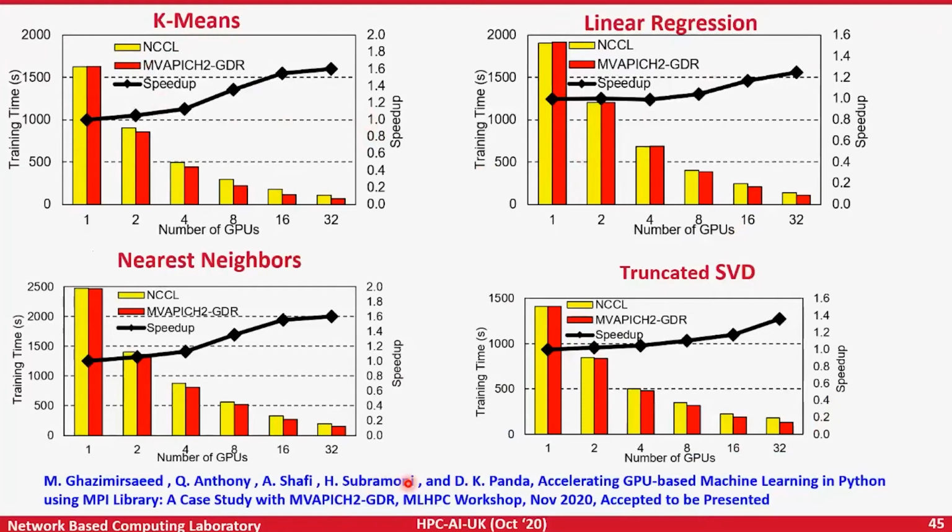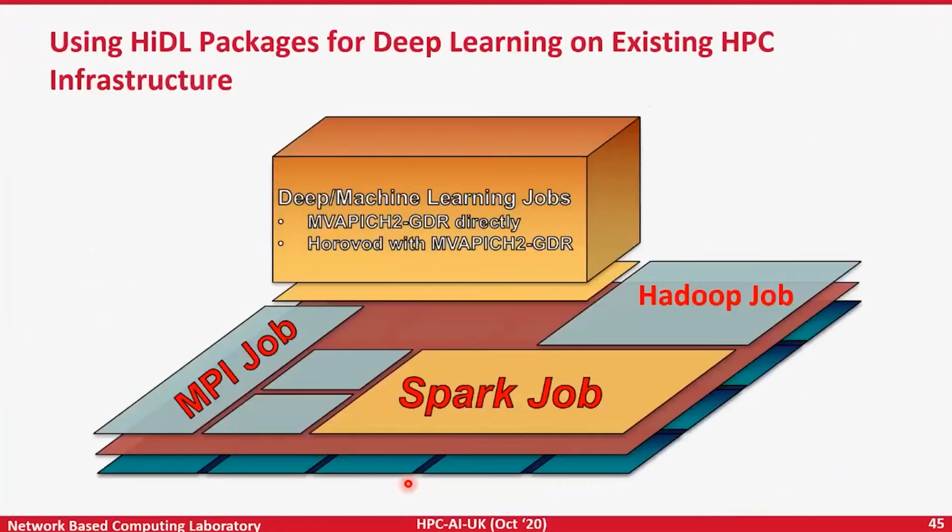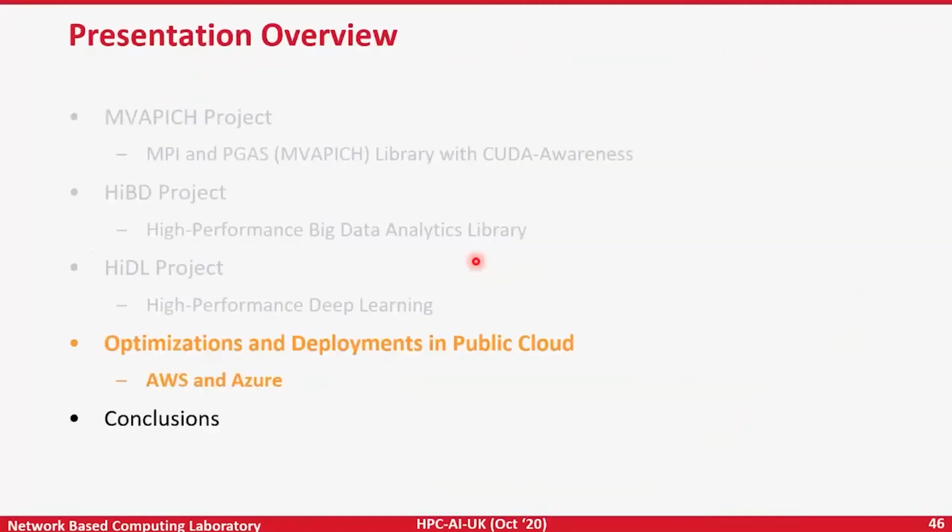Altogether, what we are trying to lead to is this converged middleware principle: you can take the same MPI library you were using for HPC and utilize it for all your deep learning and machine learning jobs, and you don't need any other software stack or library to get your jobs done. These are all for the dedicated systems.